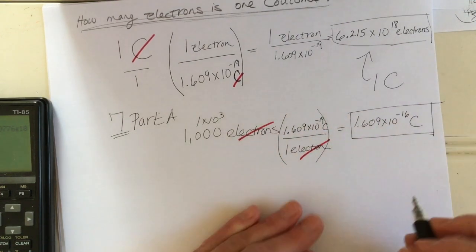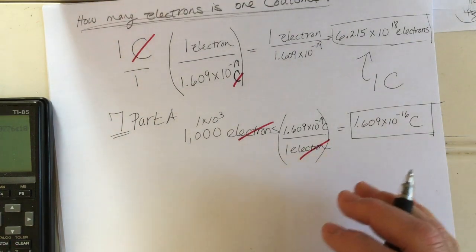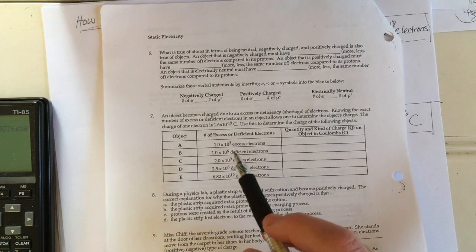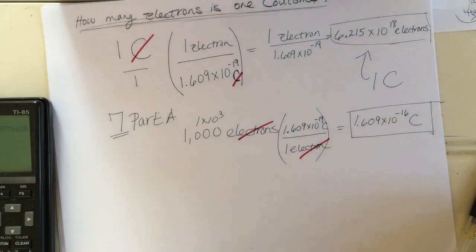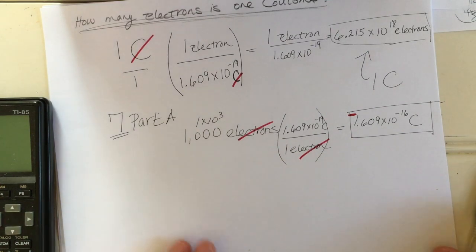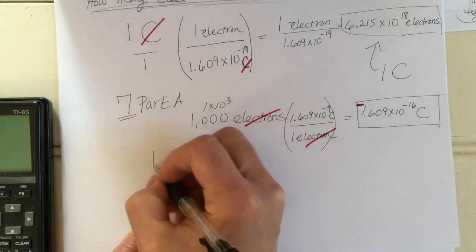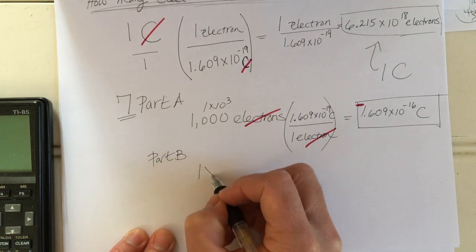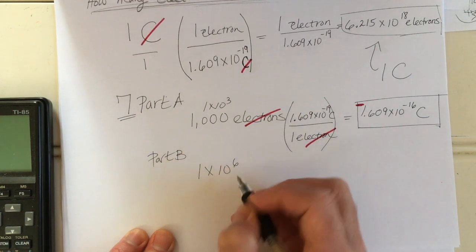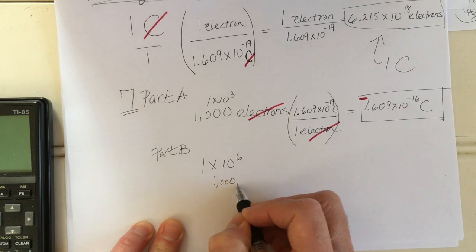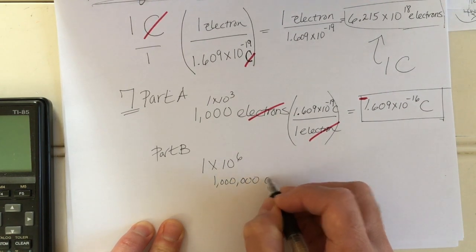Now, is it positive or negative? Well, they told us for part A that this was excess electrons. So if you have more negative things, electrons are negative, this would be a negative charge on the object. All right, in part B, some slight changes there. It was 1 times 10 to the 6th, otherwise known as a million, right? Electrons.